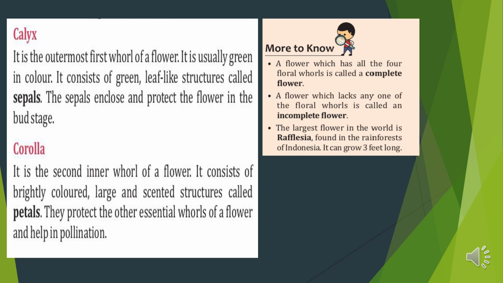Corolla. Second one is corolla. It is the second inner whorl of a flower. It consists of brightly colored, large and showy structures called petals. Petals have different colors. This is called the corolla.